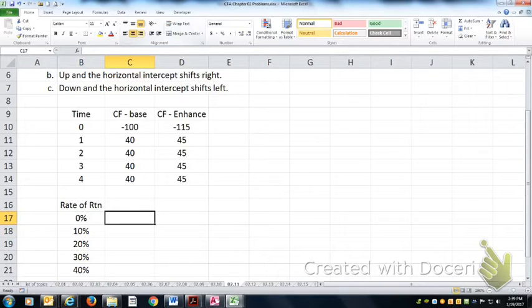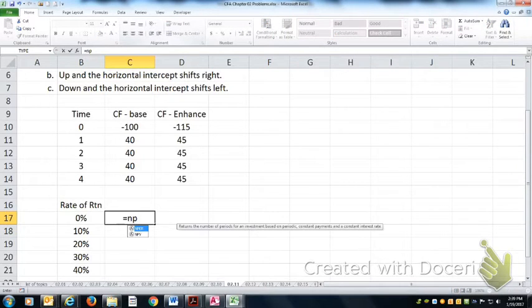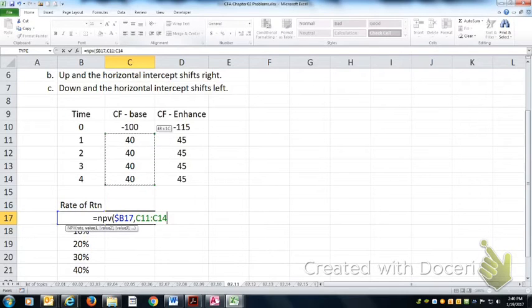So the NPV at 0 is simply the sum of all those cash flows, but in Excel it's easier to just do this and set up a formula that I can copy. So the NPV of these cash flows minus the cash flow at time 0. Plus a minus here.